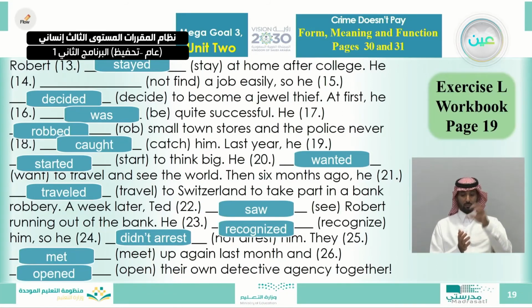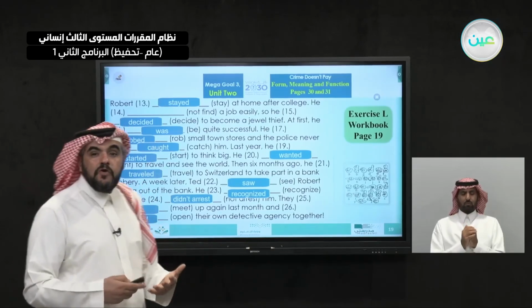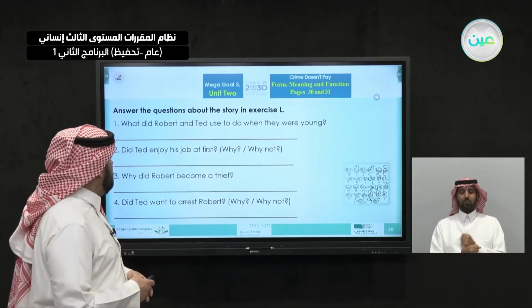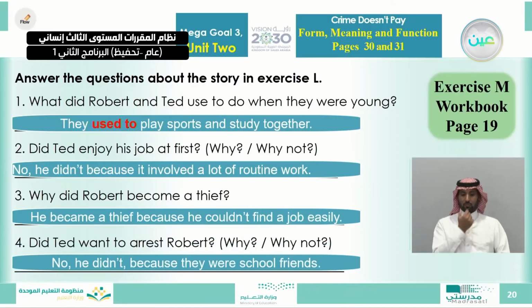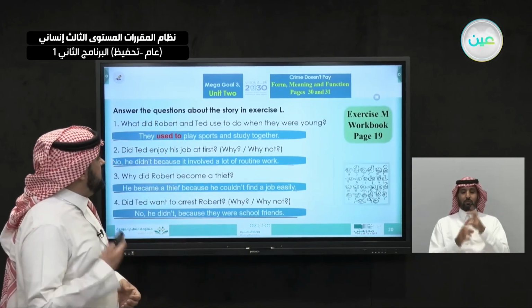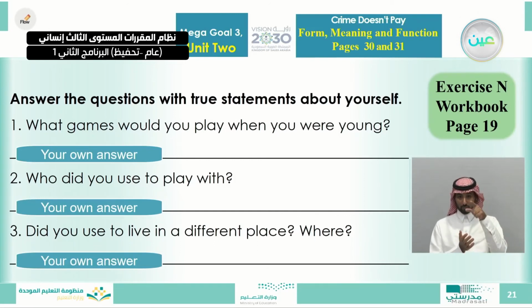We don't have enough time to answer it, but we explained how to use the past form and how to use the past progressive and all these details. Okay. This is exercise M, also on page 19 in your workbook. You need to do it yourself and go back to the captured image here. And here it depends on your own thinking of the answer.